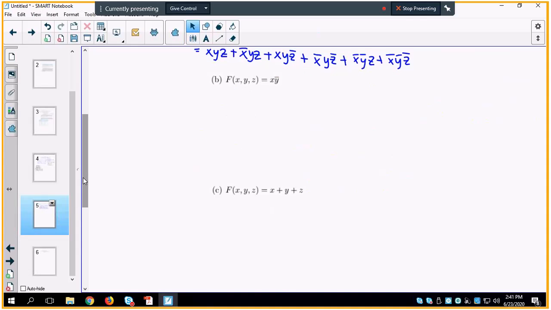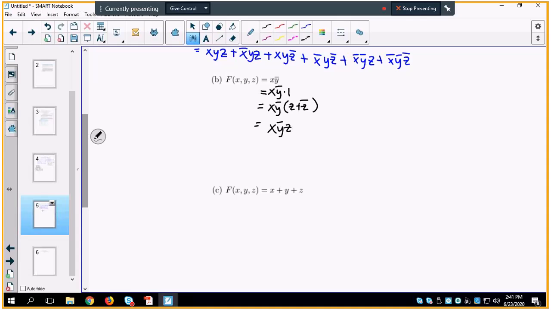Next, I have f of x, y, and z equal to x, y bar. So this one should be a little bit simpler because it looks like I'm only missing the variable z. So first I'm going to say x, y bar is equal to x, y bar times 1. And that's equal to x, y bar times z plus z bar. Then if I distribute, I have x, y bar z plus x, y bar z bar. So x, y bar z plus x, y bar z bar is the sum of products expansion of the function x, y bar.